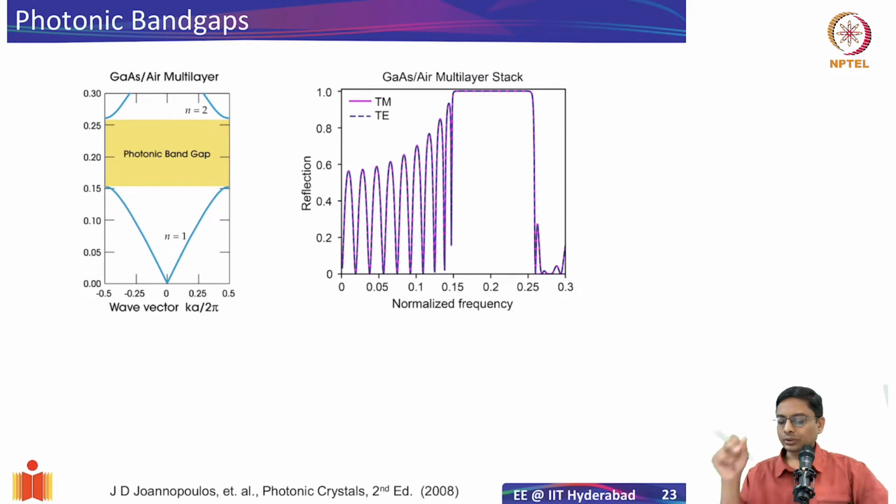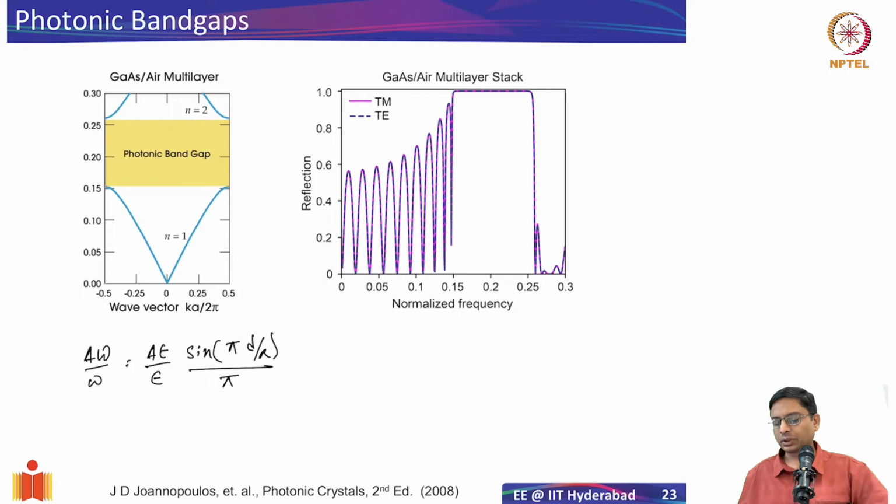So this is where we left off last week. We talked about the gallium arsenide and air multilayer stack. We said that you have a band gap that opens up, and the extent of the band gap, delta omega by omega, is the band gap to mid gap ratio. That we said is proportional to delta epsilon by epsilon, times a sine term, sine of pi d by a, divided by pi. This is the expression.